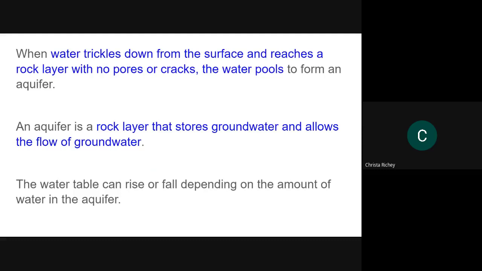Your water table can go up and down depending on if it's a rainy season or not. Some places have more reliable precipitation than others.